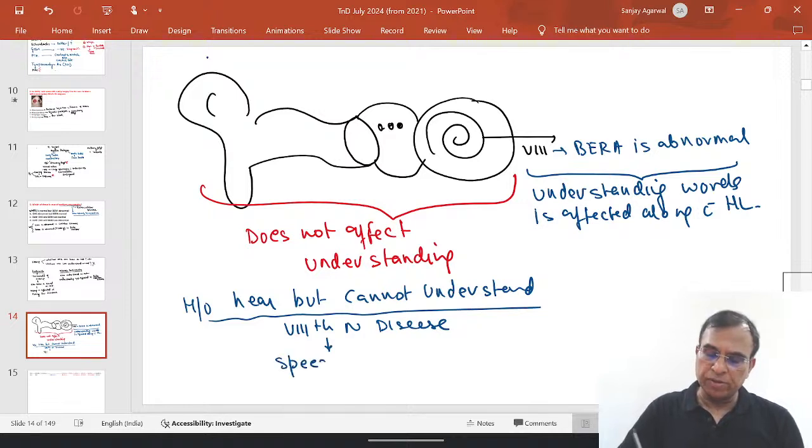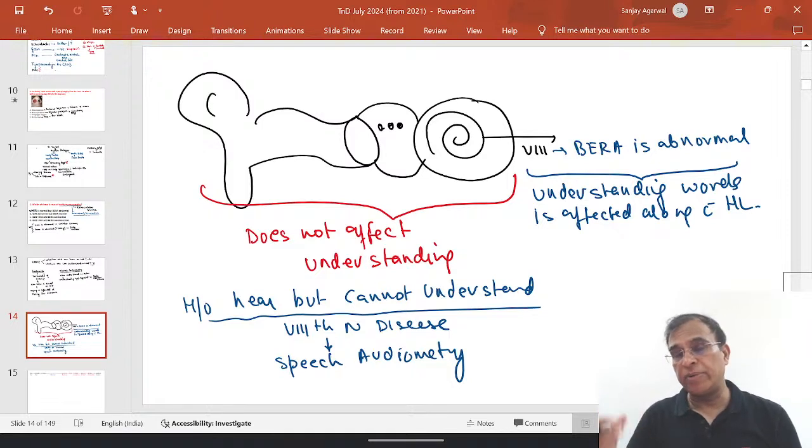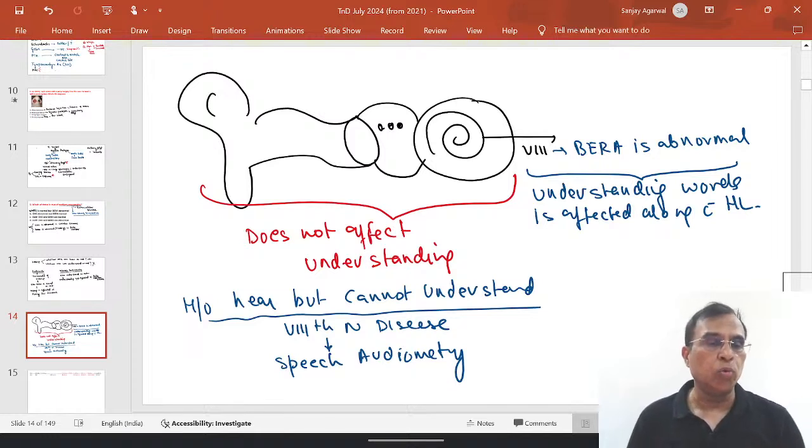What will help you find out? Speech audiometry will find out. The score will be low, discrimination will be low. When you do speech audiometry, you can find the discrimination, and the discrimination of this patient will be very, very low. Okay, so this is the meaning of this sentence.